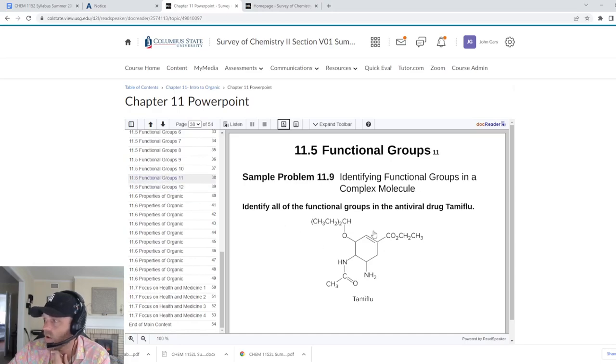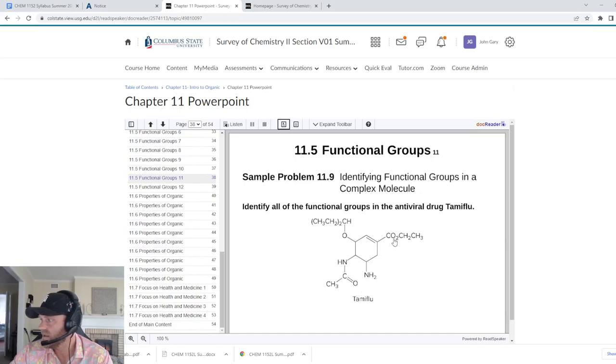Okay, identify all the functional groups in this drug, Tamiflu. All right, so I see an oxygen here. It's got a carbon on each side, no double bond. So I'm going to call that an ether, right? Let's see what else. There's an amine here, the nitrogen. That's an amine. There's another nitrogen here, but there's a double bond off of the carbonyl. So that means it's an amide, right?